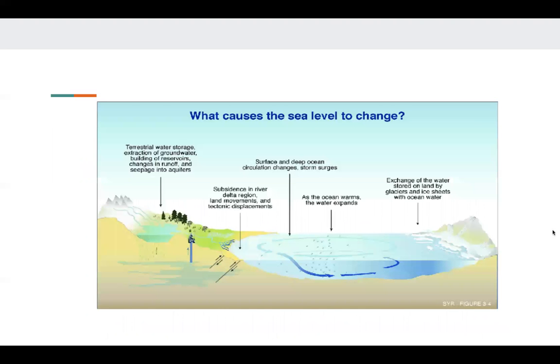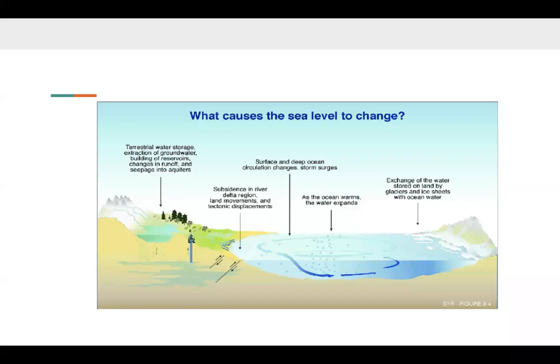And then if we look at this picture, it just explains them in picture context. So we could see water that's stored in ice caps and glaciers. As they melt, that water gets displaced. As the ocean warms, the water expands. So those water molecules are moving further apart from each other. And so there's not technically more water. It's more that as the water is expanding, it needs somewhere else to go in order to sustain the expansion. Surface and deep ocean circulation changes, which cause storm surges.